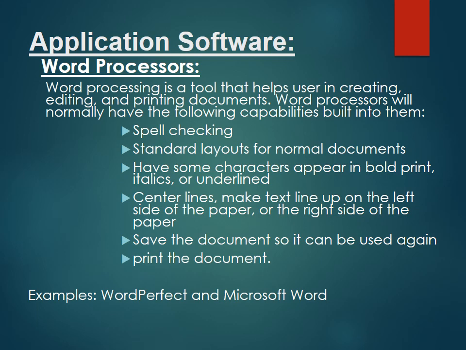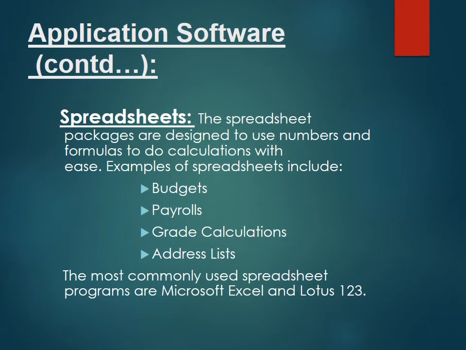Application software. Word processors. Word processing is a tool that helps users in creating, editing, and printing documents. Word processors will normally have the following capabilities built into them: spell checking, standard layouts for normal documents, having some characters appear in bold print, italics, or underlined. Center lines make text line up on the left side of the paper or the right side of the paper. Save the document so that it can be used again. Print the document. Examples: WordPerfect and Microsoft Word.